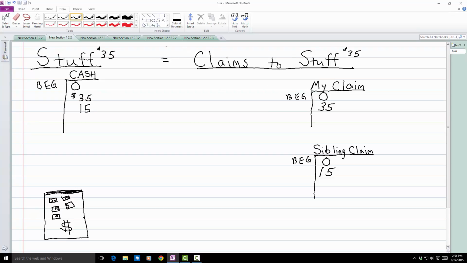So we need to update our equation up here. I'm just going to take an eraser and mark that off, and we're going to update it to $50 worth of stuff. You put 35 in the bucket, and your sibling put 15 in the bucket. Notice that by making a little entry on both sides, I'm able to keep everything in balance. That's like the first commandment in accounting: thou shalt always be in balance. If you're not in balance, then everything is messed up and you've done something wrong.